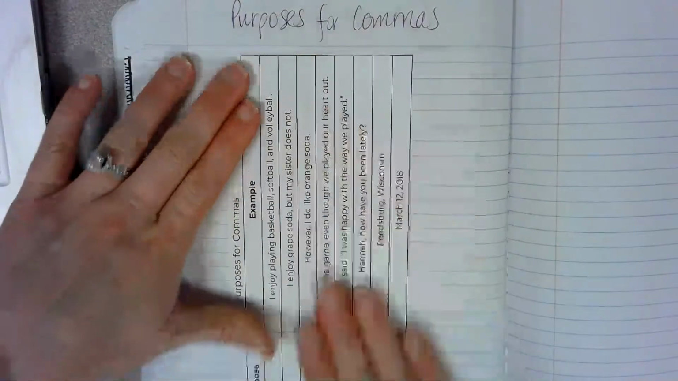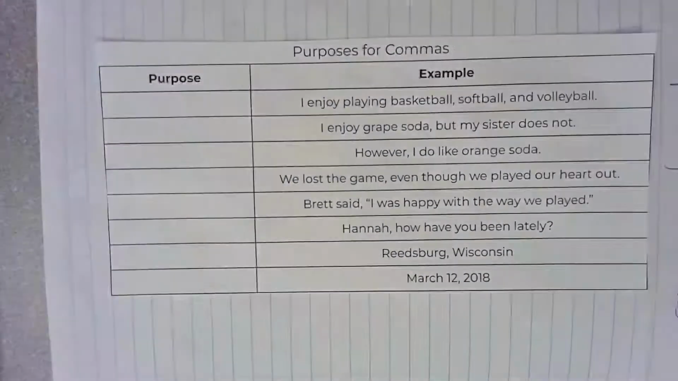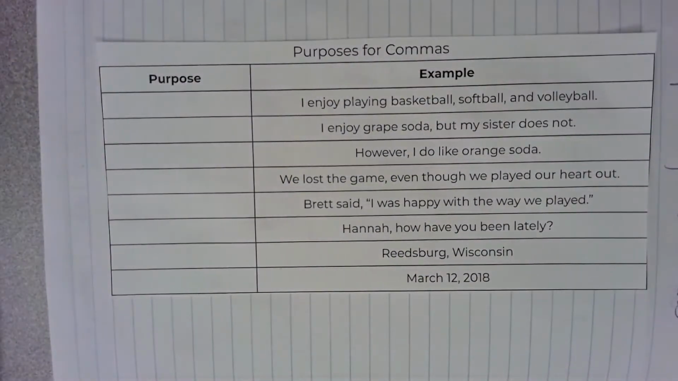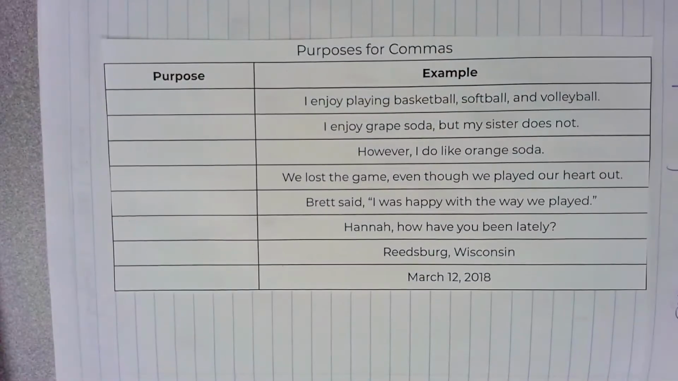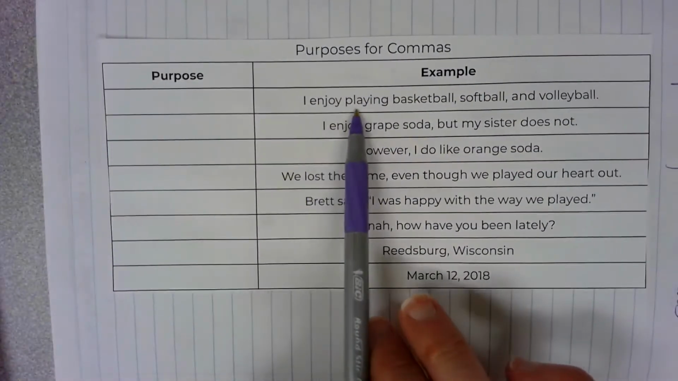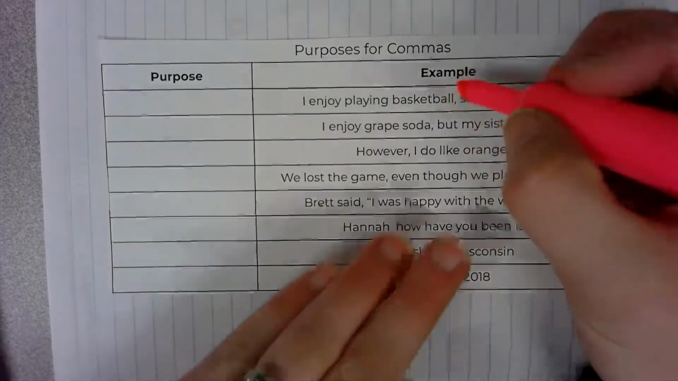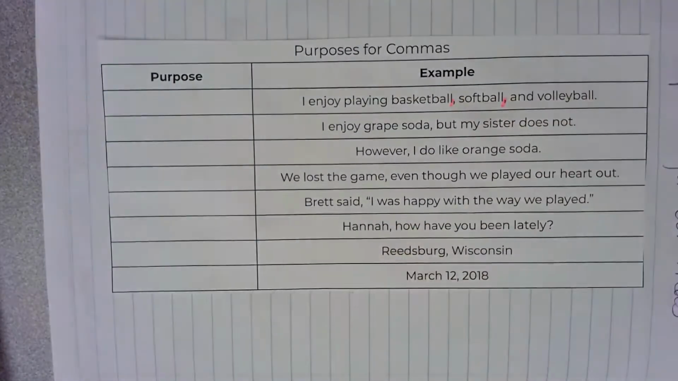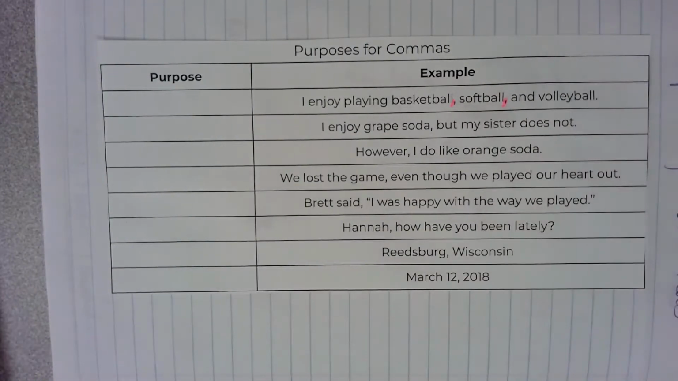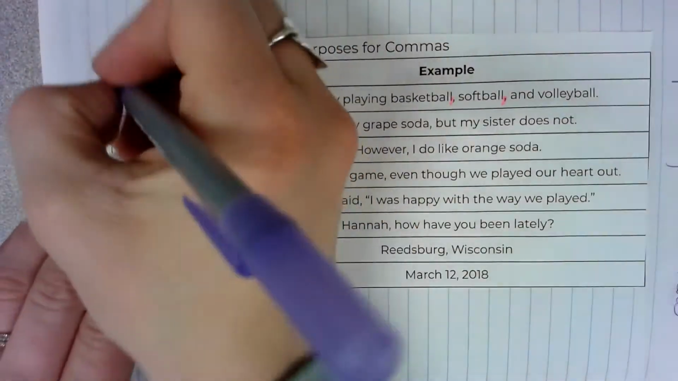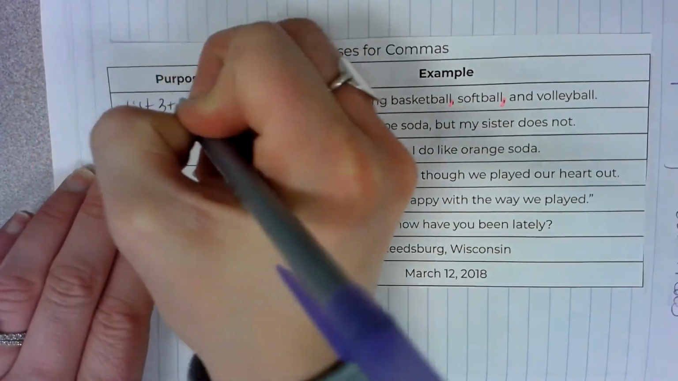Okay, now purposes for commas. So we're going to fill in the purpose column down here. I'll zoom in a little bit for you. Okay, so there's different purposes for commas, like we kind of picked up on in the last few pages here. So this first sentence says, I enjoy playing basketball, comma, softball, comma, and volleyball. So I'm actually just going to go over these commas a little bit so you can see them better and where they are. The purpose for the commas in this first example is just to list 3 or more things.